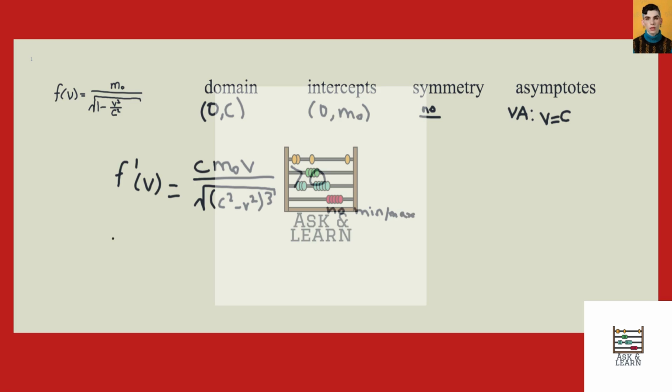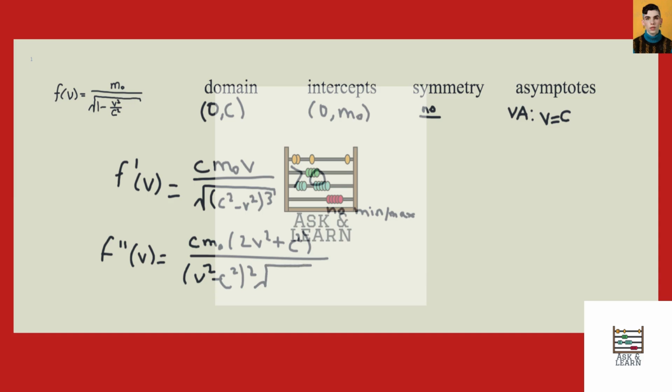And if we find f double prime to see concavity, we see c m initial times 2v squared plus c squared over v squared minus c squared, that's all squared, times the radical of c squared minus v squared. And we see that's also above 0 everywhere over our domain, which is 0 to c. So that means it's concave up over our domain.